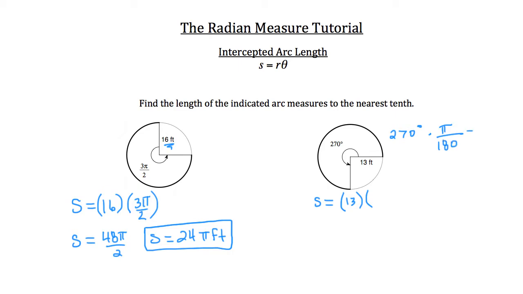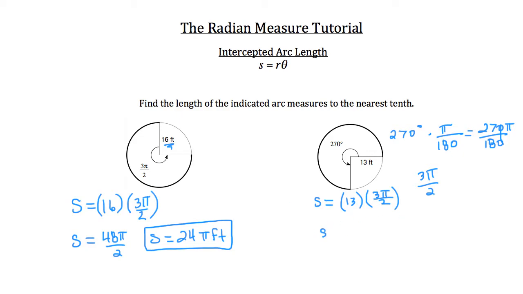When you do that, we get 270 pi over 180. We can cancel out those zeros, and we have 27 over 18, which is just 3 over 2. So we're dealing with 3 pi over 2 radians. That's our theta in radians. So I'm going to write that here, 3 pi over 2. So we want to multiply 13 by 3 pi over 2 to find our intercepted arc length.